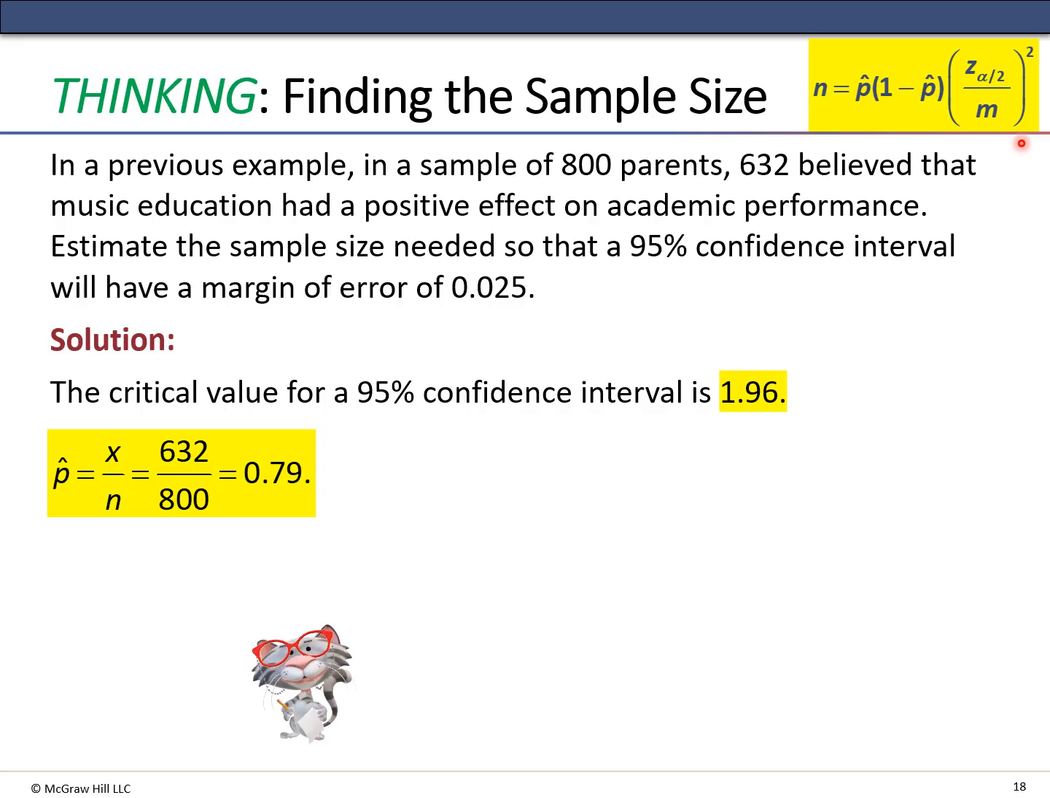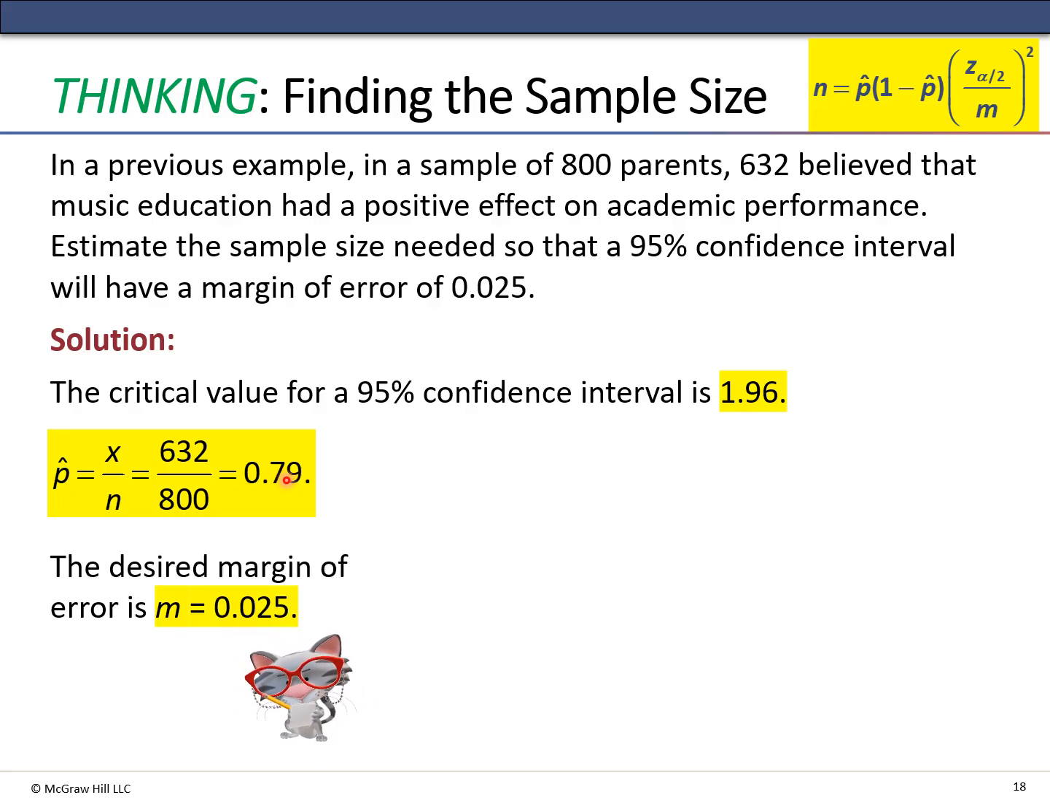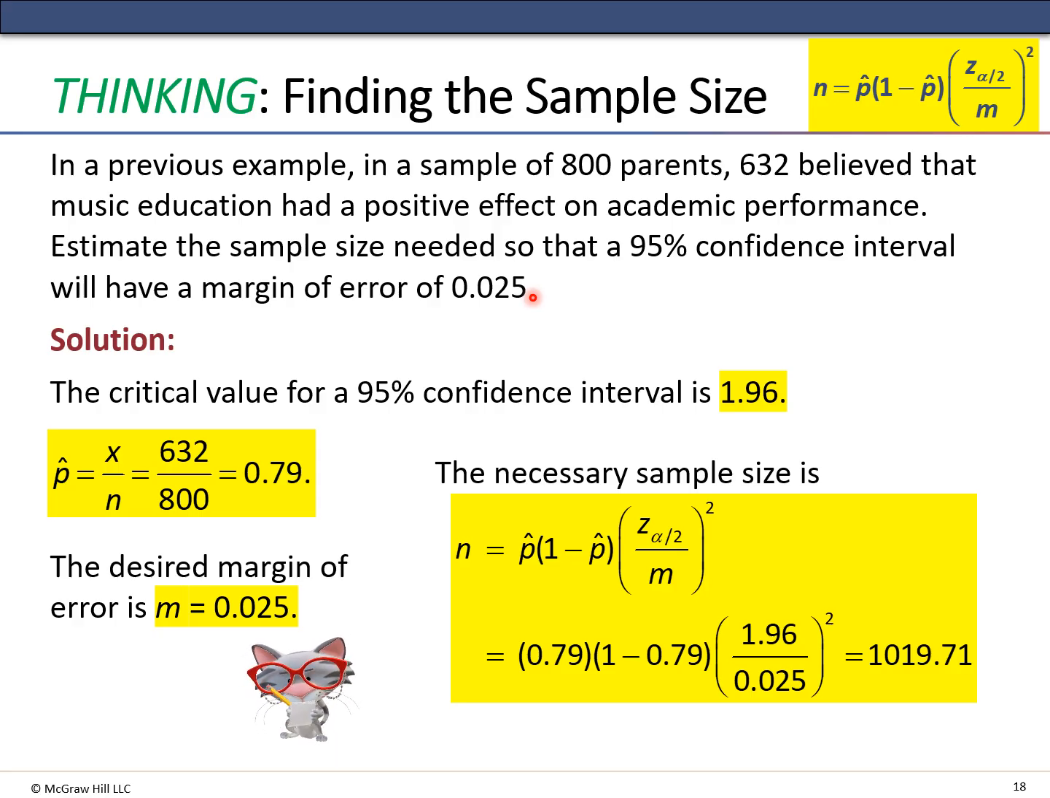We find our p hat, which is 632 from our sample, the number that believe music education has a positive effect over the sample size. We saw that before. The desired margin of error, this was given to us because we're trying to find the sample size to create a margin of error that's 0.025. And so the necessary sample size, plugging all those values, is 1019.71.